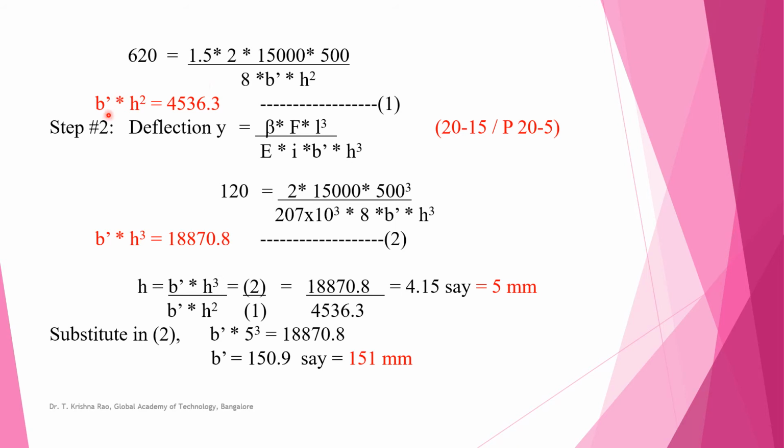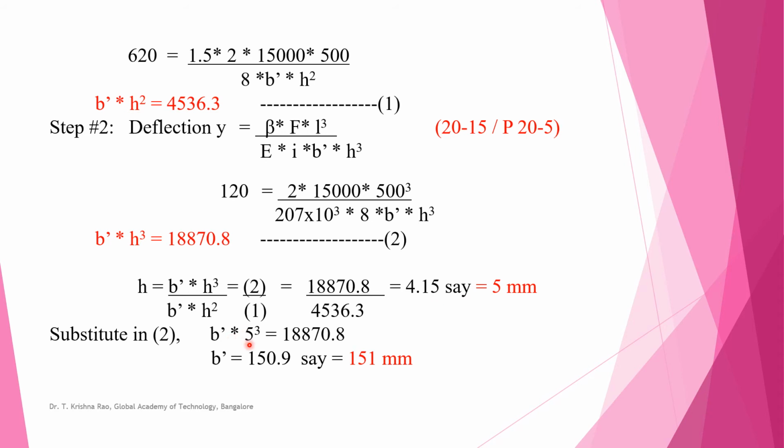Substituting all this, we get B dash H square is 4536.3. From this relation, we get that. Similarly, deflection Y equals beta FL cube by E I B dash H cube. No confusions here. The only confusion is in the first step, sigma or sigma F. So from 2015 first equation, page number 20-5, we get the value of B dash H cube. Then this ratio will give me H value. I have got 4.15, rounded up to 5 mm.